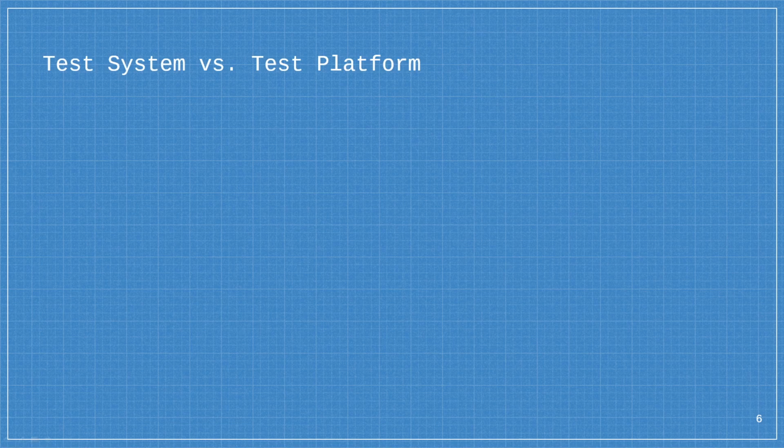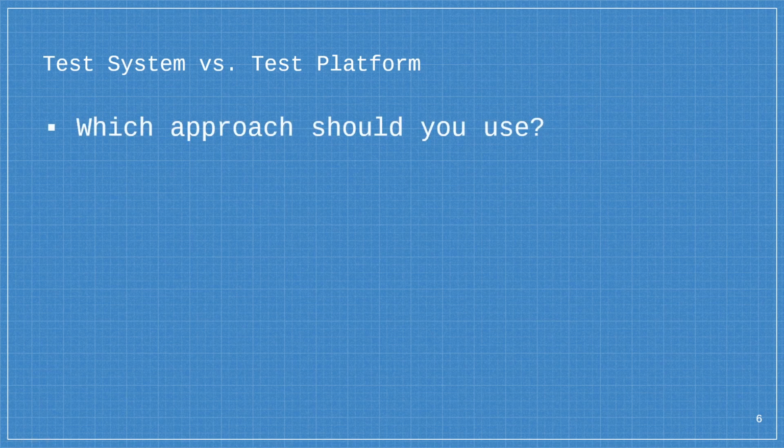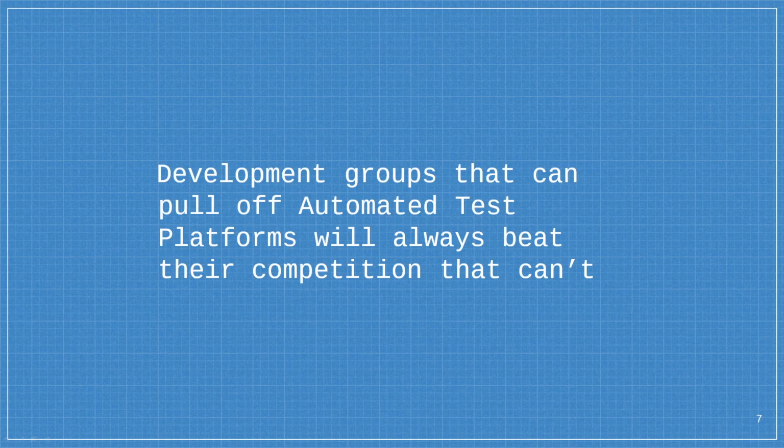So if you have the choice between test systems versus platforms, which approach should you use? In pretty much all situations, you should use test platforms, but you should approach the problem correctly. And this is the simple reason why. This is the best way I've thought to describe it. Basically, any development group that can pull off automated test platforms will always beat their competition that can't.